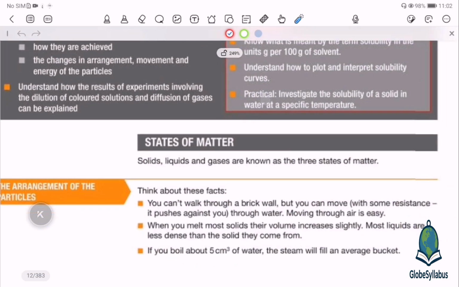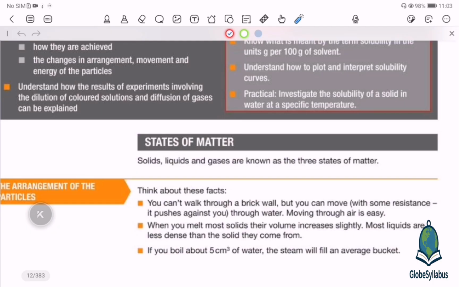So we need to know what matter is. Matter is made of particles, and these particles can be in different forms: solid, liquid, or gas. For example, we can't walk through a brick wall, but you can move through water with some resistance, as it pushes against you. Moving through air is easy. It involves the force of attraction between particles. The force of attraction between particles in the brick wall, which is a solid, is high, whereas in liquid it is much less, and in gas it is almost non-existent. That's why moving is easy.